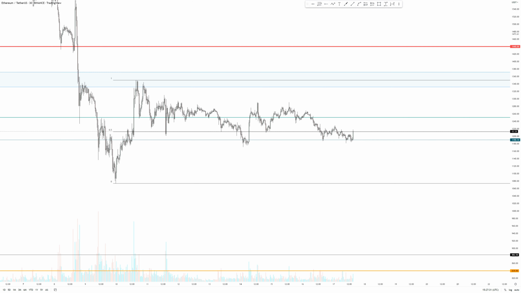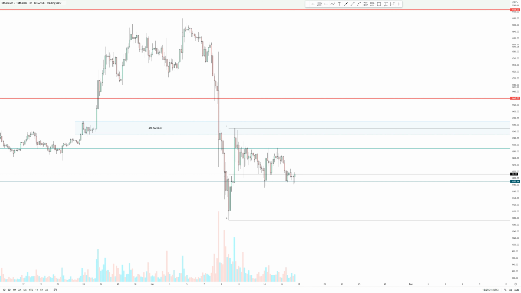The 30-minute again gives us a bit more detail. We can see that bounce nicely at the EQ here, but of course still mid-range. So again, largely the same as with BTC. I'm waiting for the range highs and lows for reactions and monitoring the situation once we approach those levels. For those interested, this upper blue zone is the 4-hour breaker that capped the recent bounce from the lows. So we're either looking for the highs to be taken into this zone once again, or we break down towards the lows.